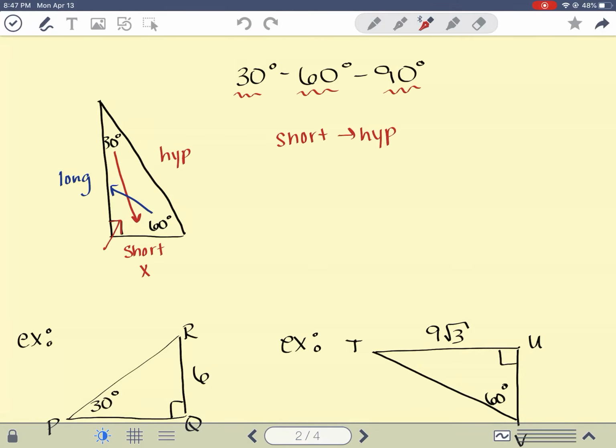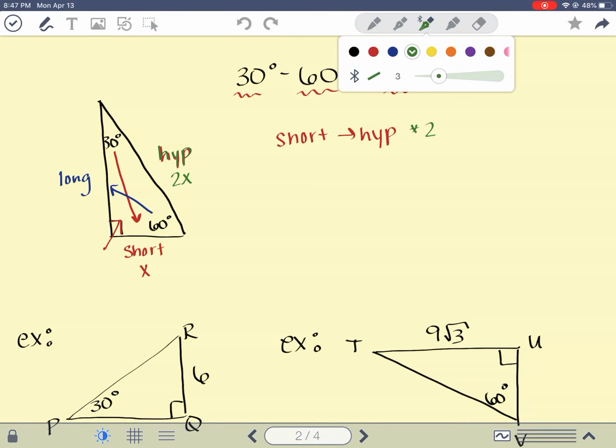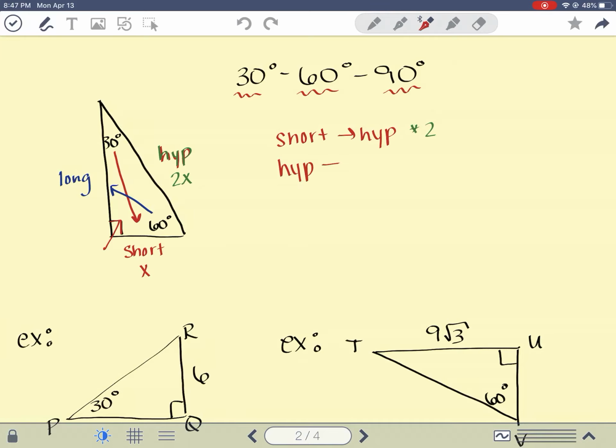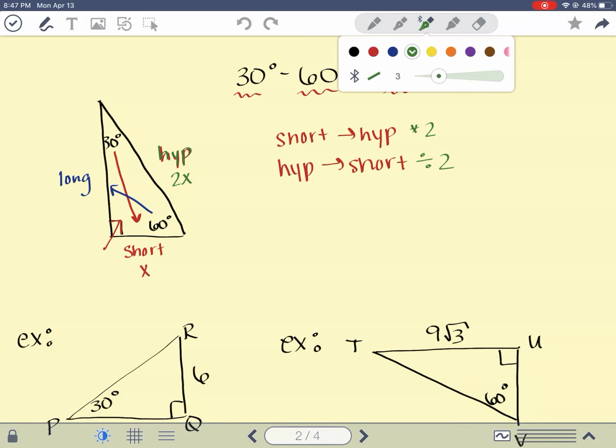If I'm going from my short leg to my hypotenuse, this one is nice and simple. I just multiply by 2. My hypotenuse is 2x, or 2 times my short leg. Which means if I'm going from hypotenuse to short, I am going to divide by 2.